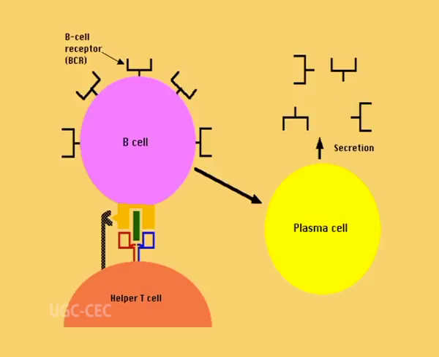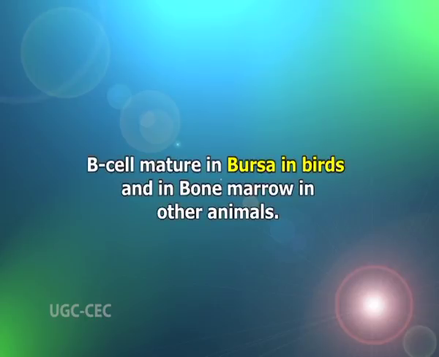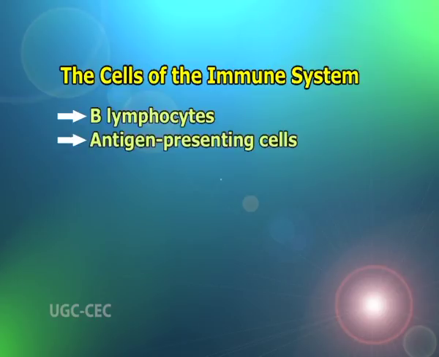Plasma cells secrete antibodies. These antibodies bind to antigens, making them easier targets for phagocytes and trigger the complement cascade. B cells mature in bursa in birds and in bone marrow in other animals. Antigen presenting cells.